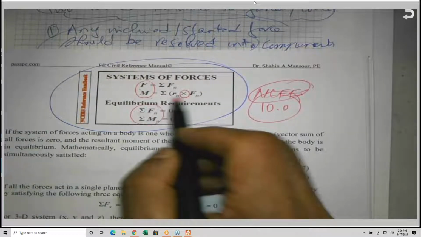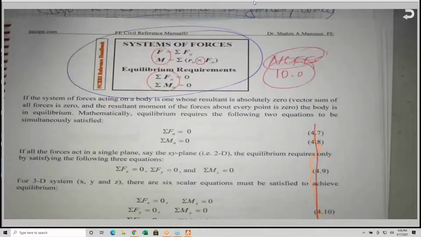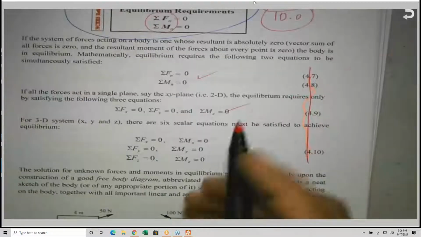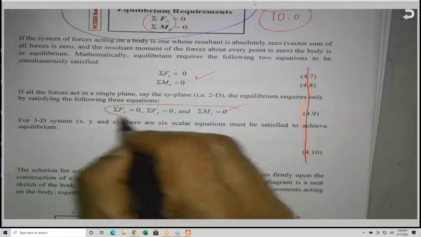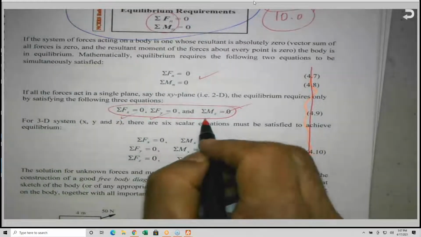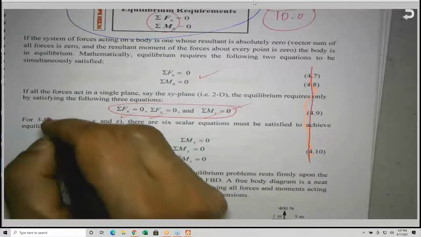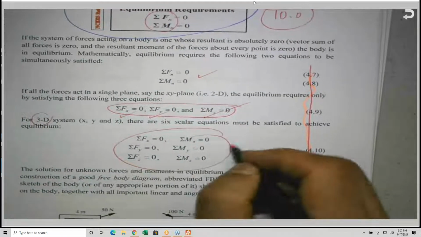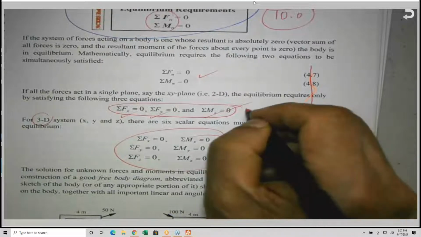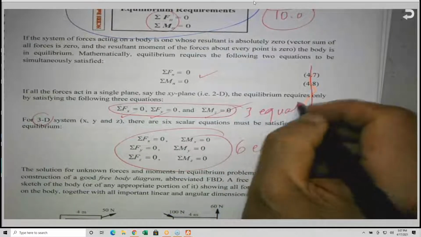of the position vector times the force. I explained all these things. For a 2D system we have 3 equilibrium equations, which are sigma force x, sigma force y, and sigma moment. But for a 3D system we have 6 equations, and we have only 3 equations here for a 2D system.